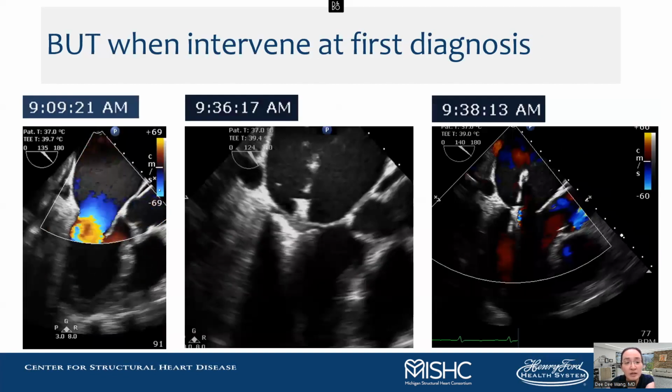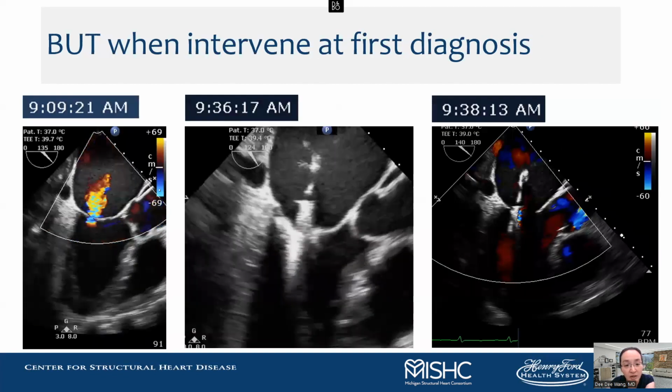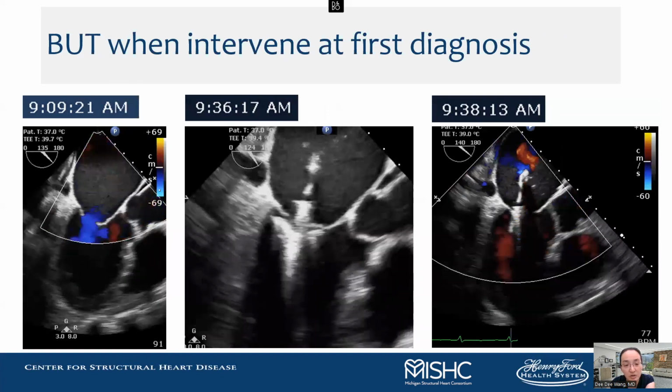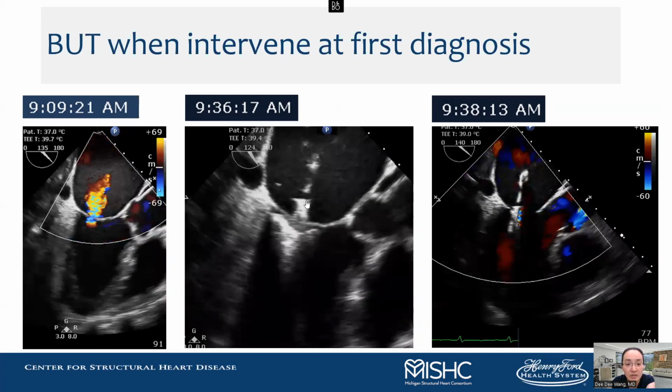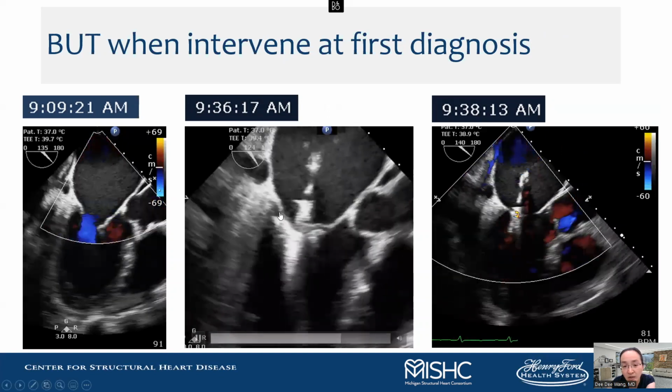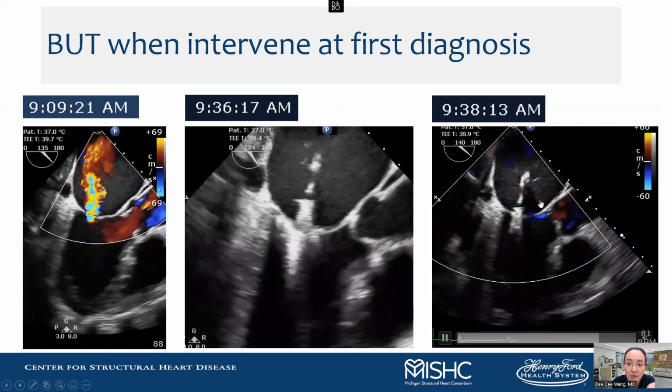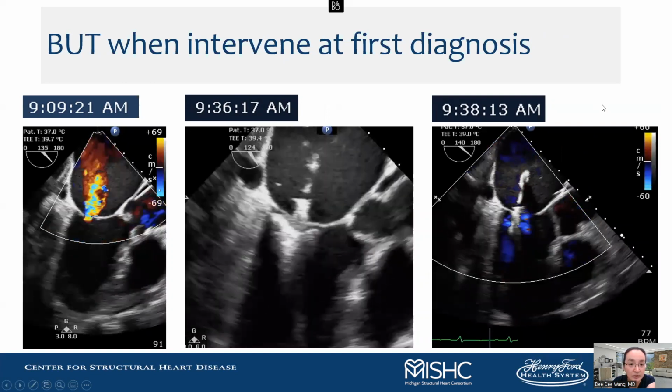But when you intervene at first diagnosis of MR after they are on GDMT, you can have a very successful case. This case, we started at 9:09 in the morning. At 9:36 a.m., we had transseptal crossing. We got into the LV. We confirmed all leaflet bodies were in the mitral clip. At 9:38 a.m., we had trivial MR left and clip with implant.